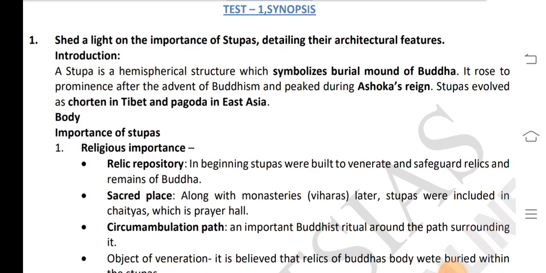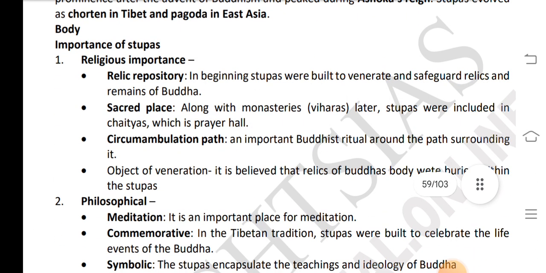Test number 1. Question number 1: Shed light on the importance of the stupas and delineate their architectural features. Let us look at the answer sheet. Introduction.